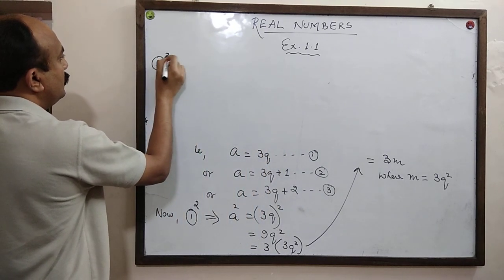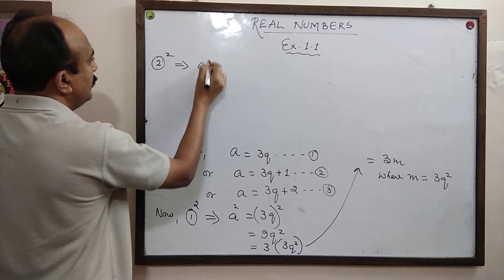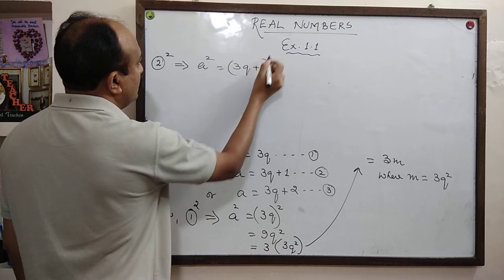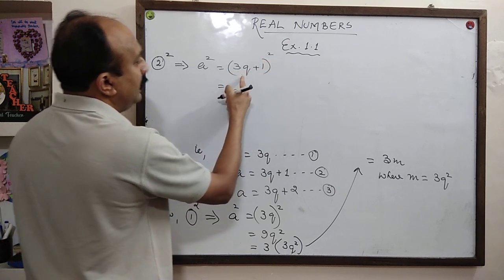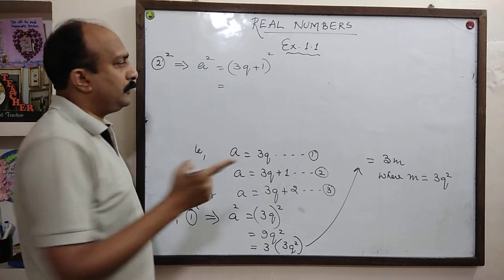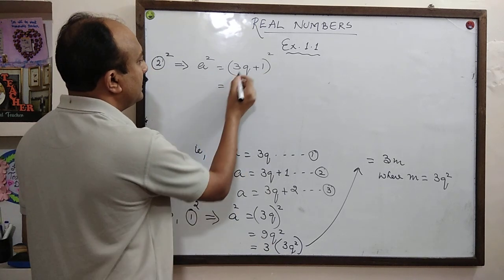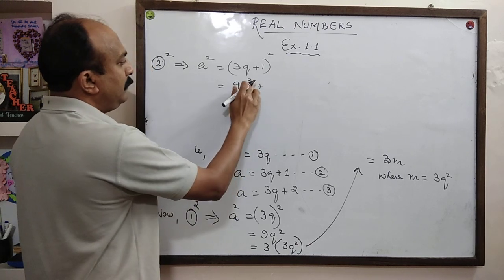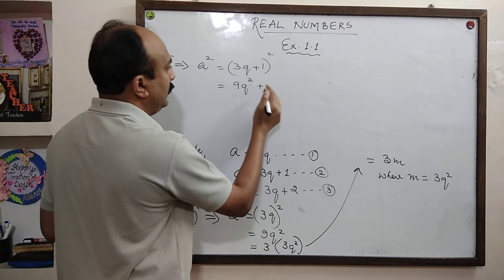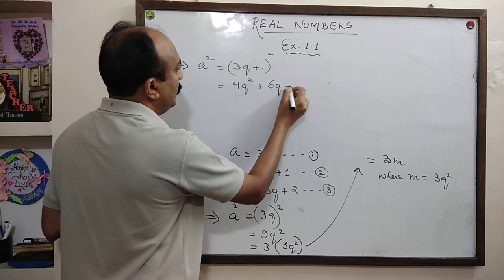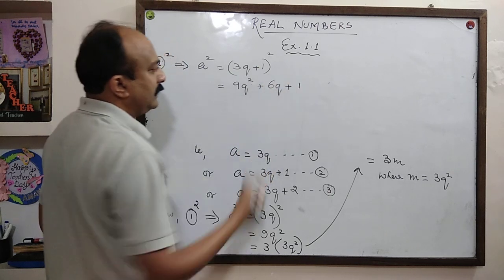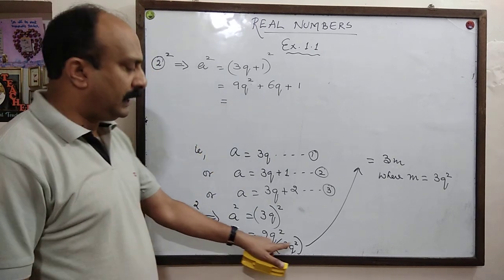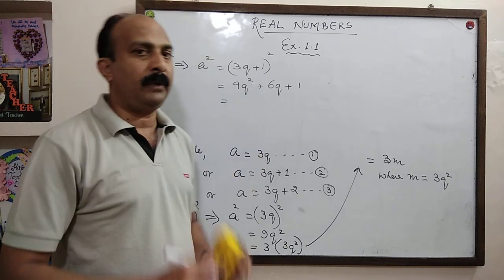Now equation 2 squared gives a square is equal to (3q plus 1) the whole square. It will be opened by using the formula (a plus b) the whole square: (3q) the whole square, 9q square, plus 2ab, 2 into 3q into 1, 6q, plus b the whole square, 1 the whole square is 1. Now we have to express it in the form of either 3m or 3m plus 1.